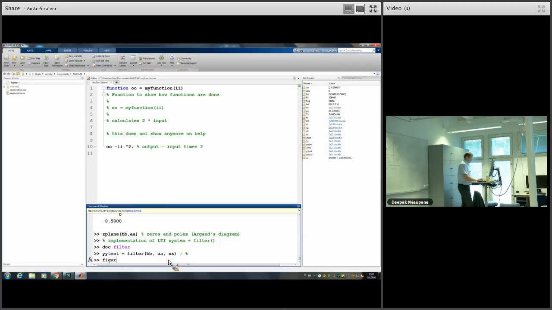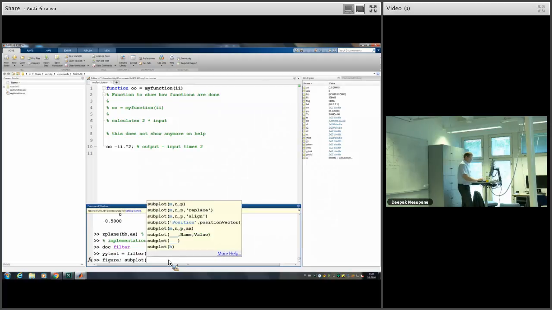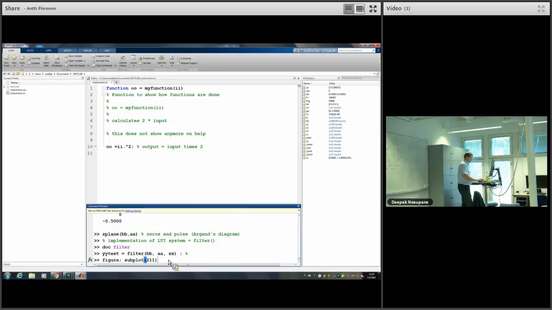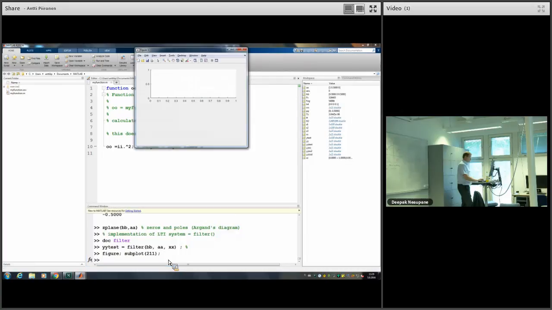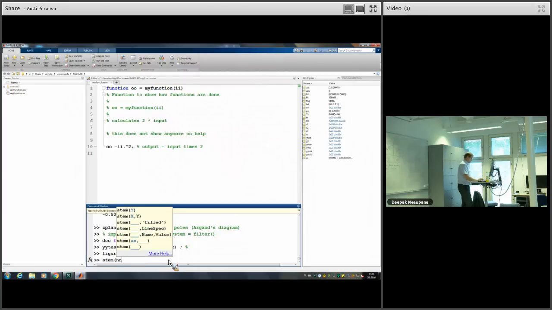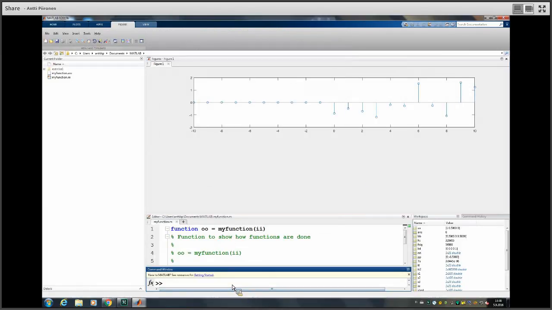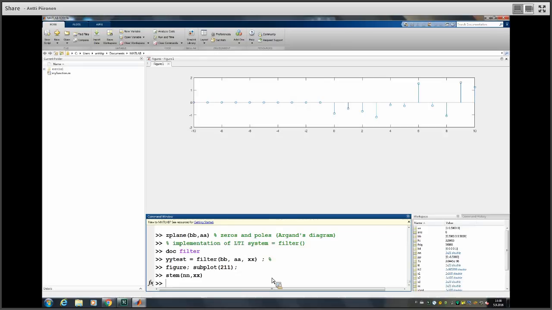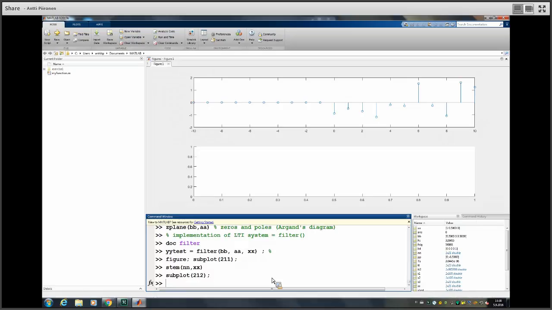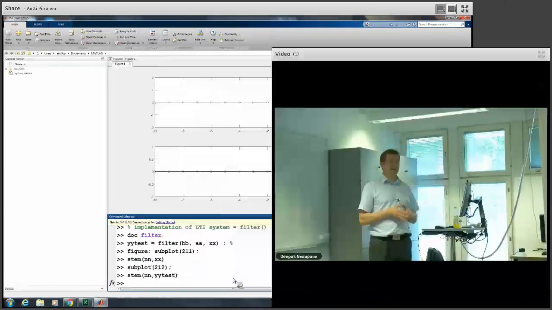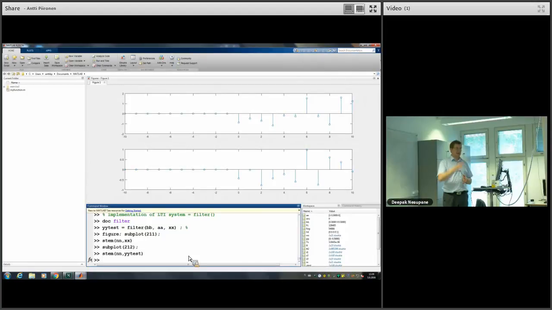Now I need to do something here. Figure. Okay. Stem NN, that's our test signal. Okay. Let's see, if I put it here, then let's close that one. Subplot 2 and 2, stem NN YY test. Okay, that's how this system actually modified the input signal, the lower graph. The upper graph is the original test vector, and the lower one is the filtered signal.